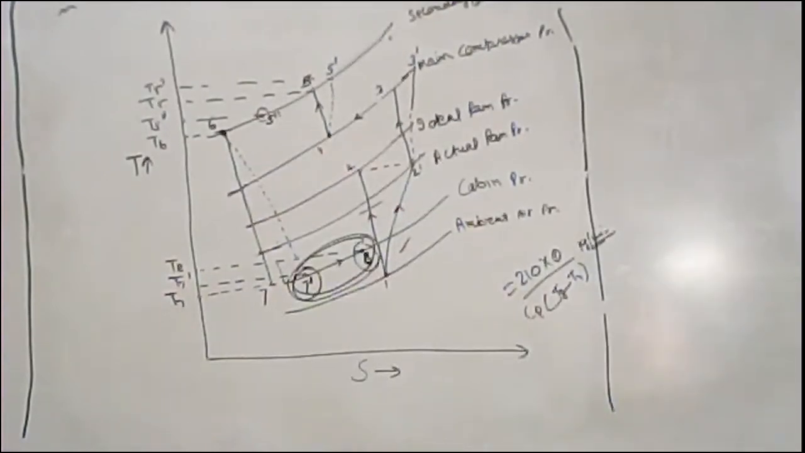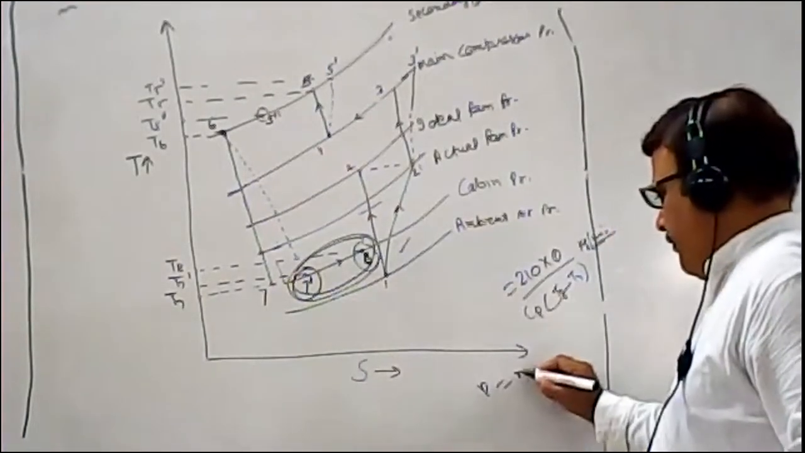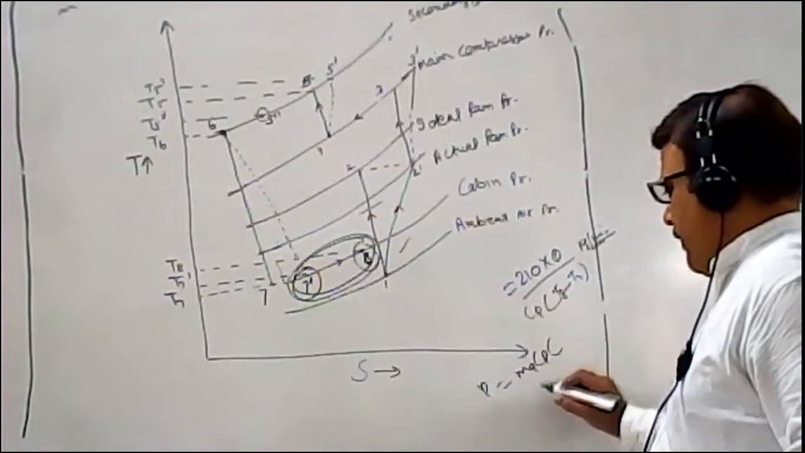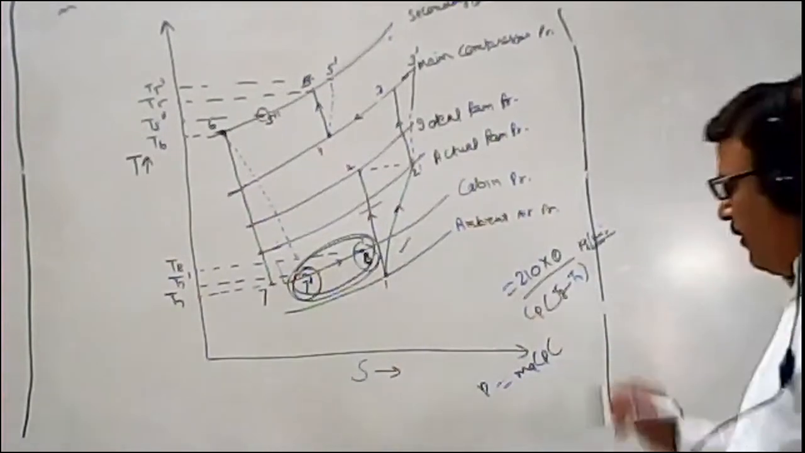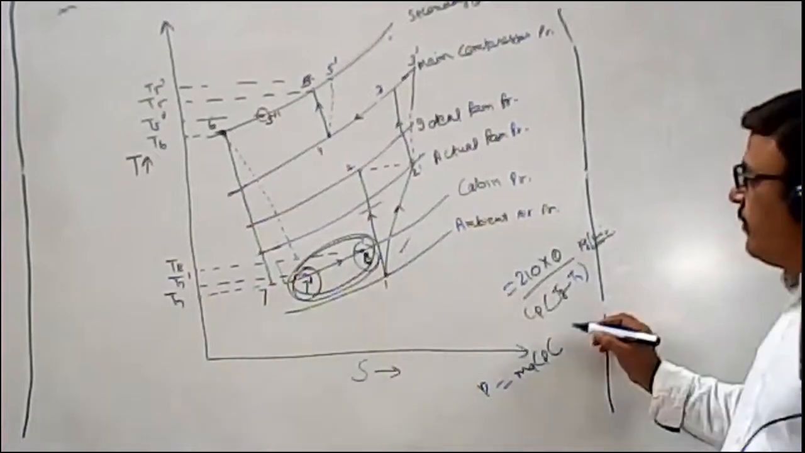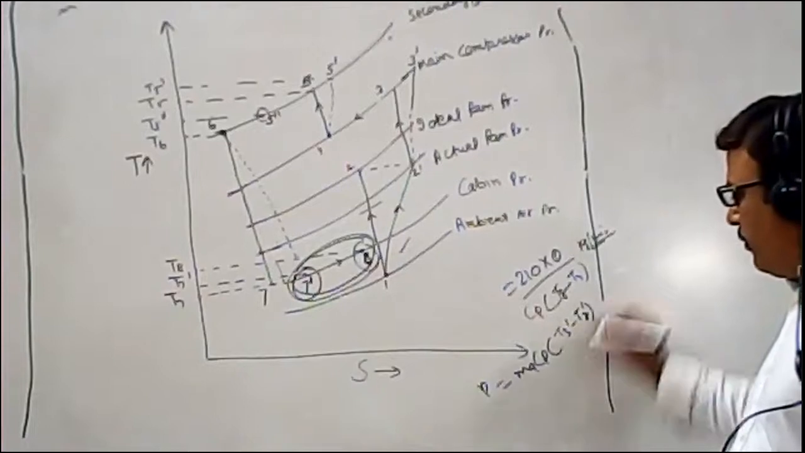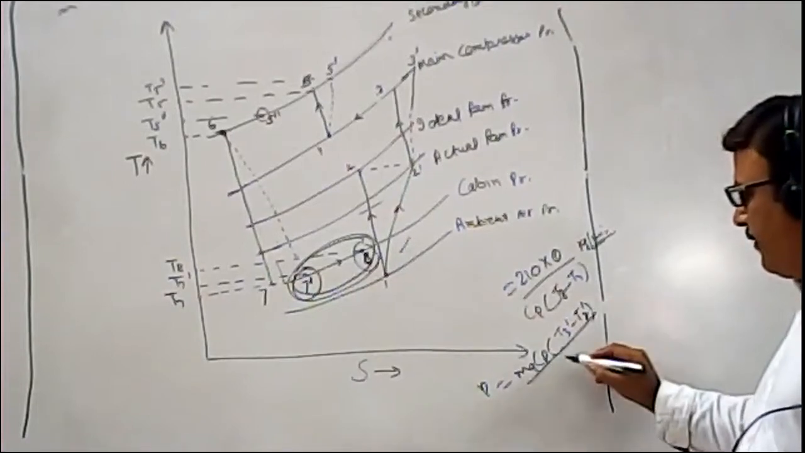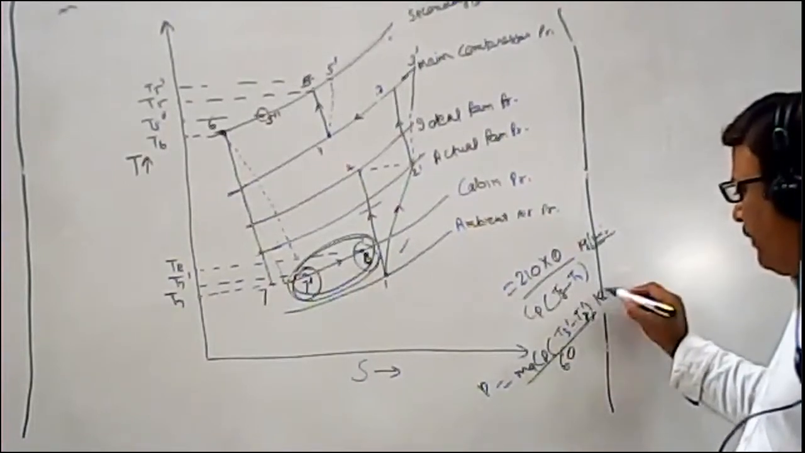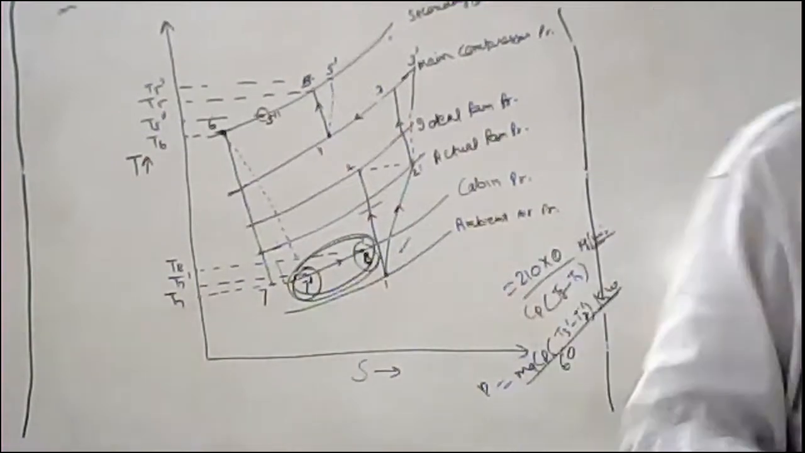So what will be the formula of power? Mass of air into CP into (T3 dash minus T2 dash), whole divided by 60. Yes, T3 dash minus T2 dash, very good, whole divided by 60. This will come in kilowatts. Okay, and what about COP?